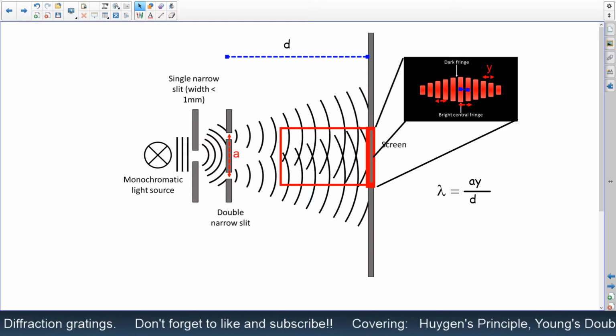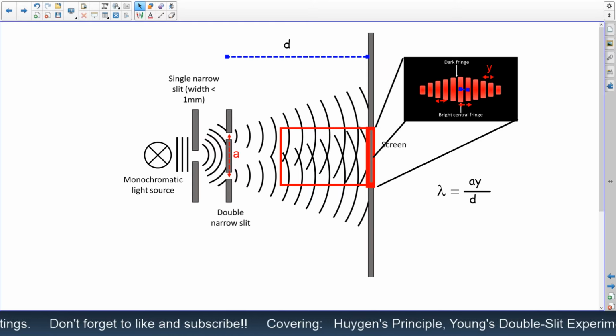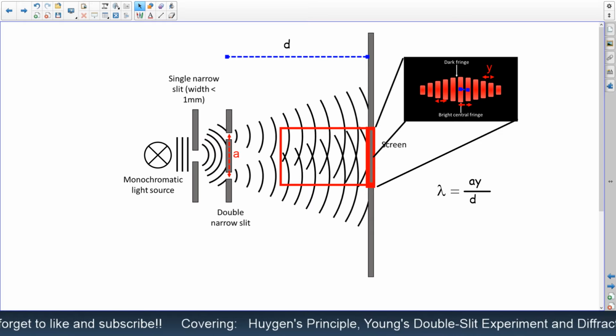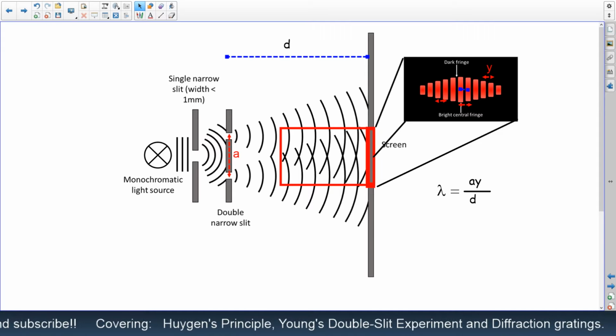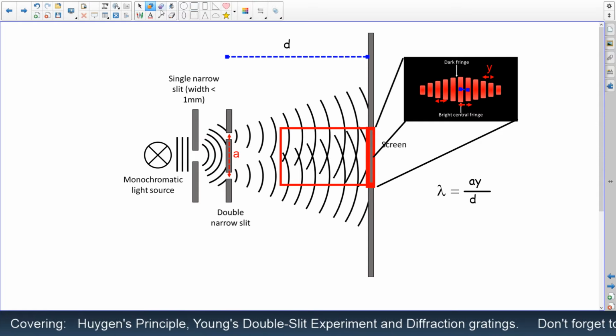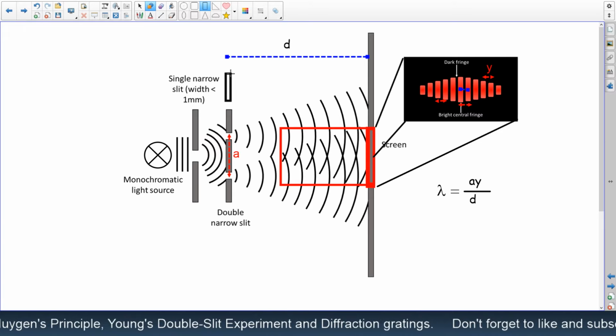Okay, so this is the Young equation, or the Young double slit equation, and it's good. There's nothing wrong with that at all. But can we do better? Could we do better? Because in theory, we should be able to perhaps add a third slit up here.